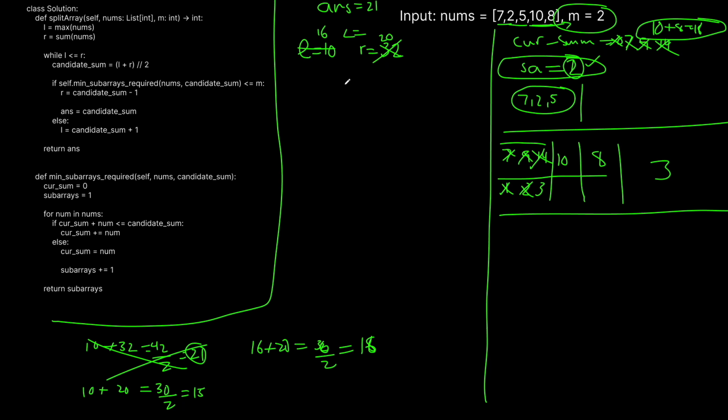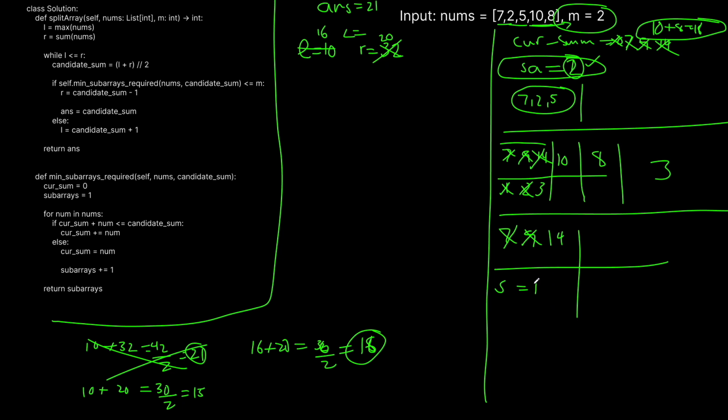So our midpoint is now 18, and we try with 18. Okay, so we have 7. Then we add the 2, so now it becomes 9. We add the 5, it becomes 14. Our subarray count is equal to 1. And then, right, we try to add the 10. Obviously, that would take us to 24, which is greater than 18.